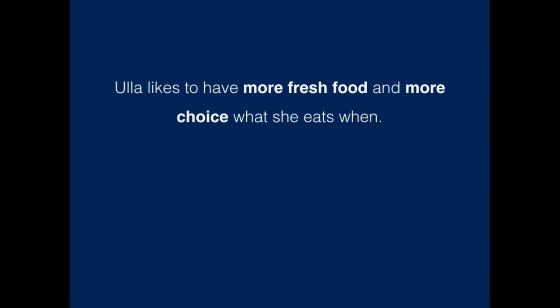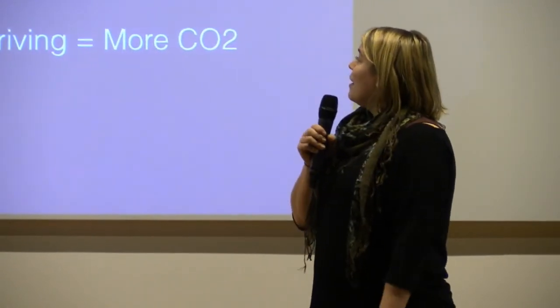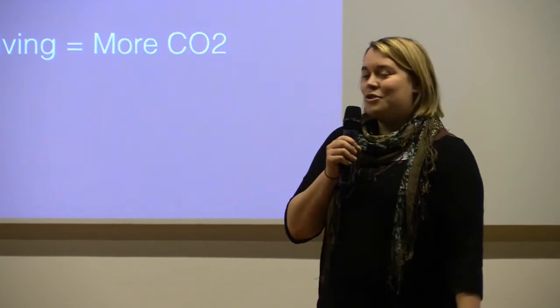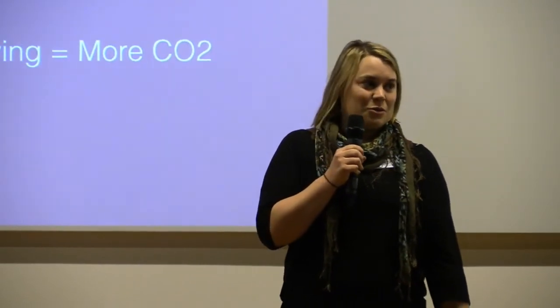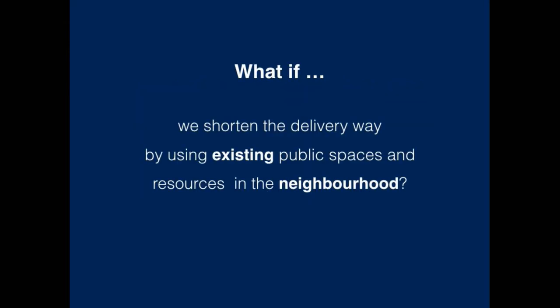Ola would like to have more fresh food, and she would like to have more choice instead of having it twice a week. So we were looking into that challenge. The fresh food and the more driving would obviously increase the CO2, so we were looking at how we can make that a bit better. What if we use the existing environment that we have in our communities and in our neighborhoods to make that delivery of food better?